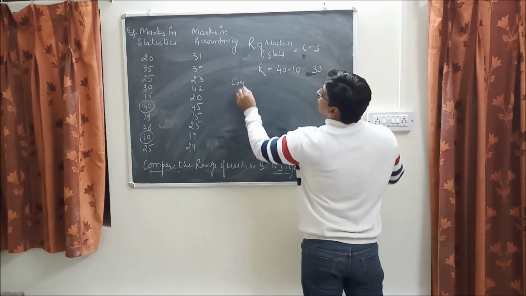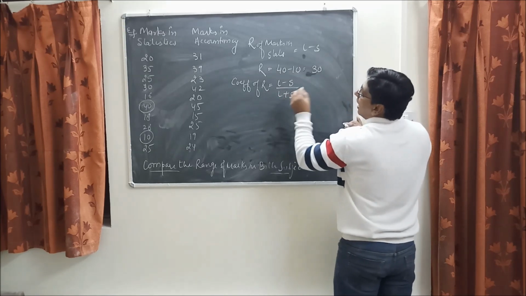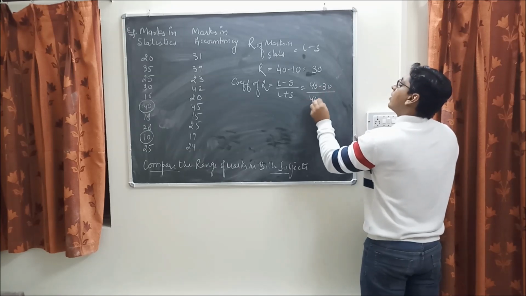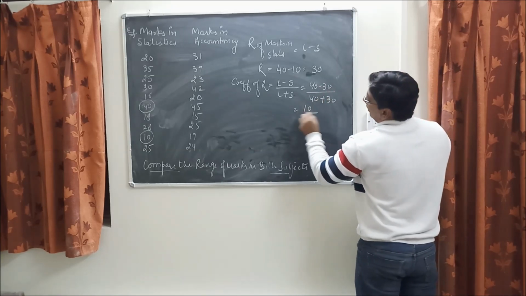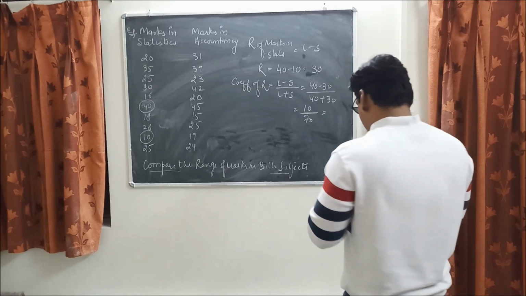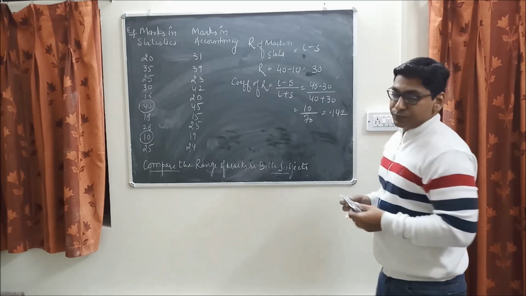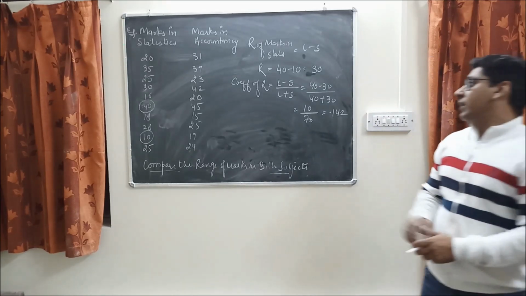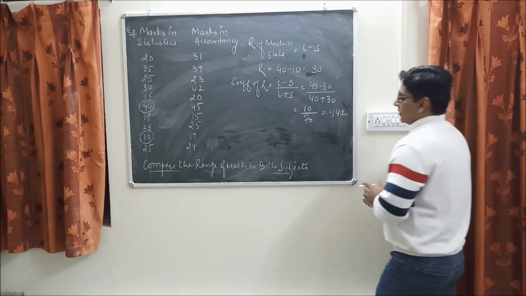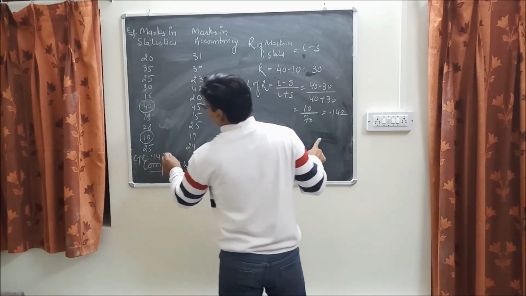And if we calculate coefficient of range then it is L minus S upon L plus S. So L minus S is 40 minus 10 and 40 plus 10. It comes 30 upon 50, 0.6. It is the range of marks in statistics and coefficient of range in statistics. It comes coefficient of range equals 0.142.